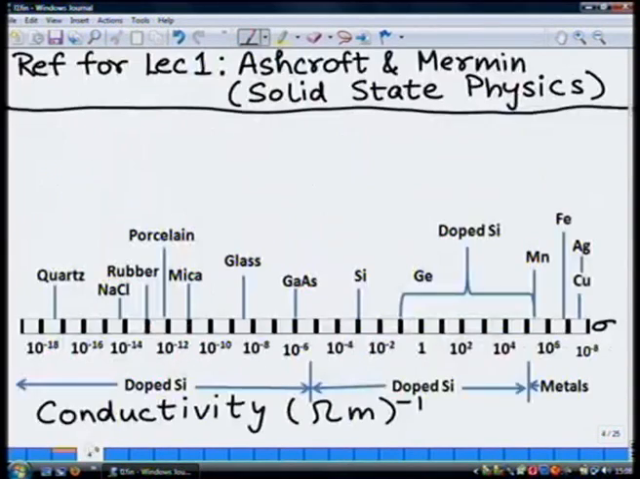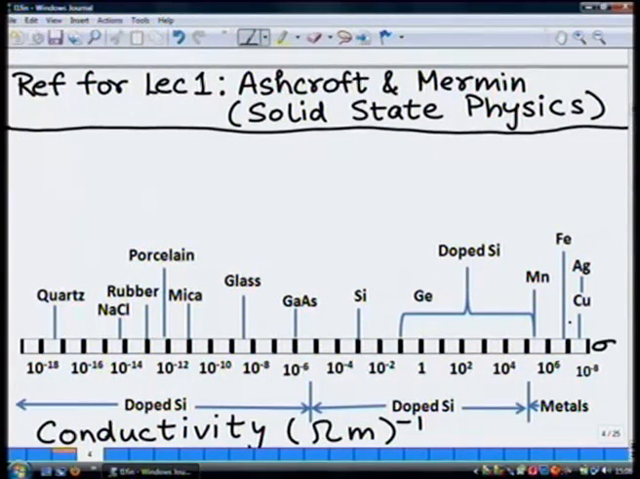Let us start looking at conductivity. For this lecture 1 and also subsequent few lectures, in case you need more information, you could use this reference which is given in the course content itself, the Ashcroft and Mermin Solid State Physics. This is a somewhat advanced book. So those of you who are curious could go through this also.